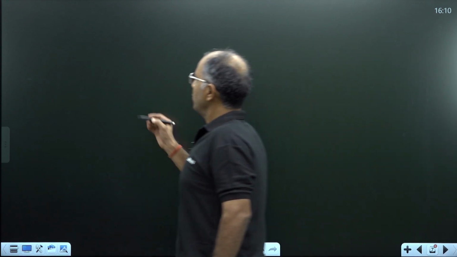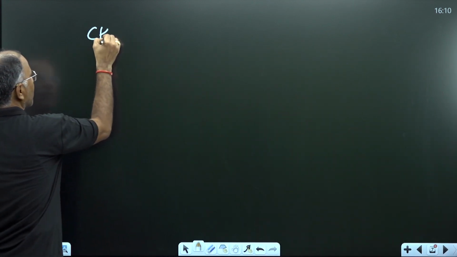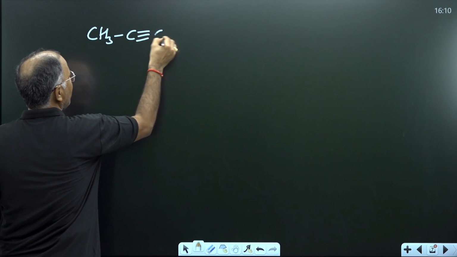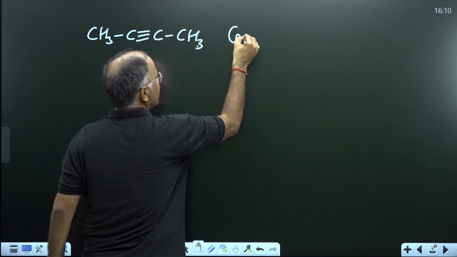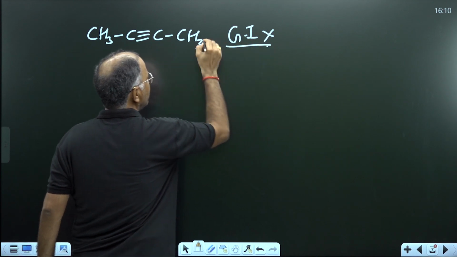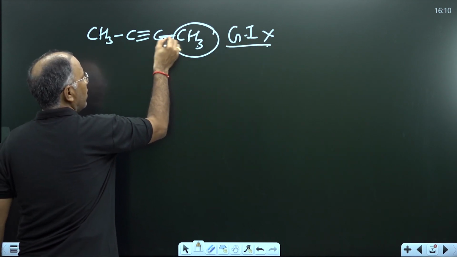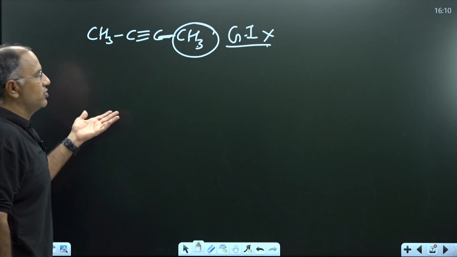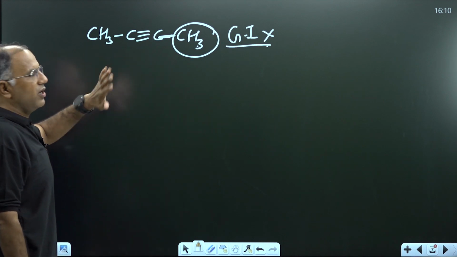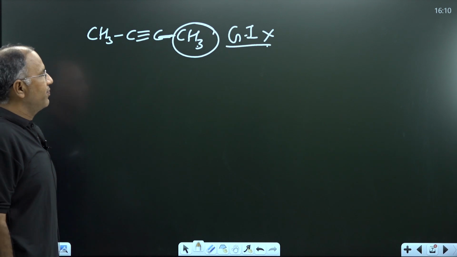Now, if I ask you, will this alkyne show GI or not? In the case of this alkyne, it will not show GI because it is monovalent. If there is only one valence, if I cut and paste, what will I get? I will get the same isomer.